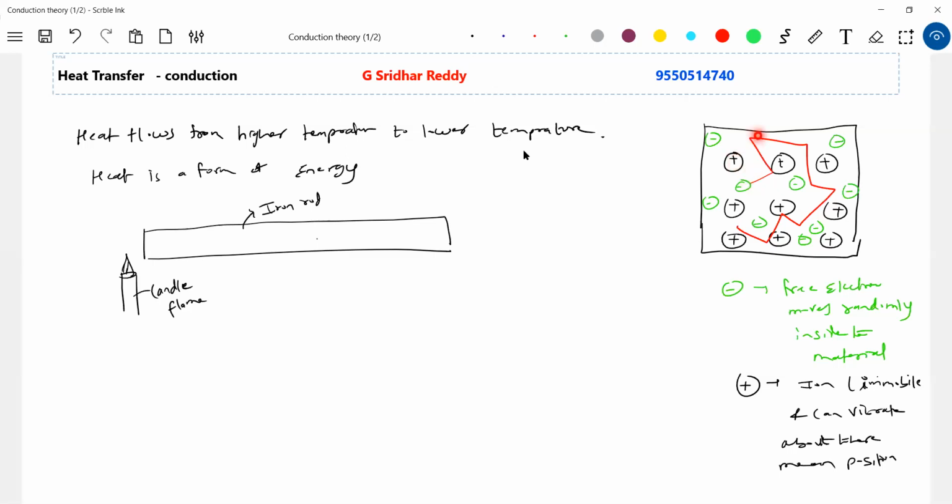And what happens to electrons? The random motion will also increase. This is called thermal agitation. It means they'll be vibrating. I think it's very simple.